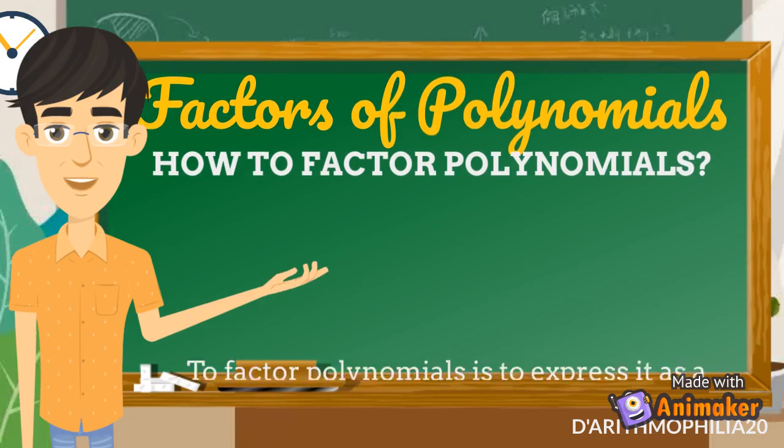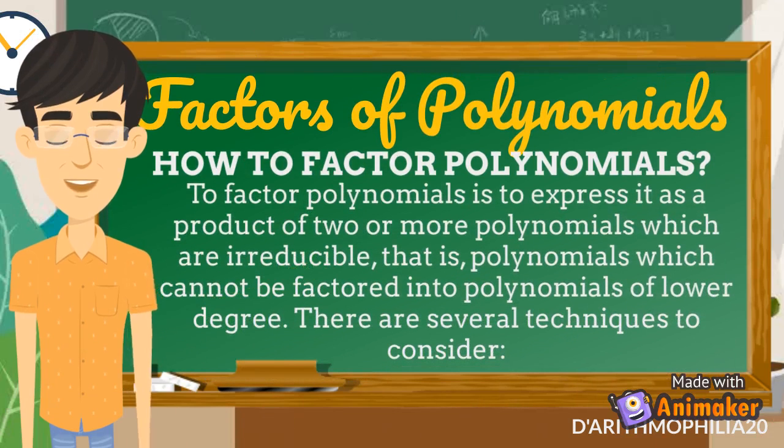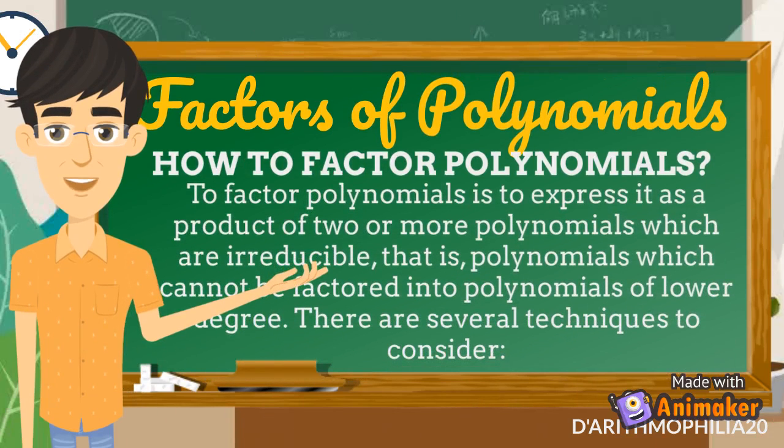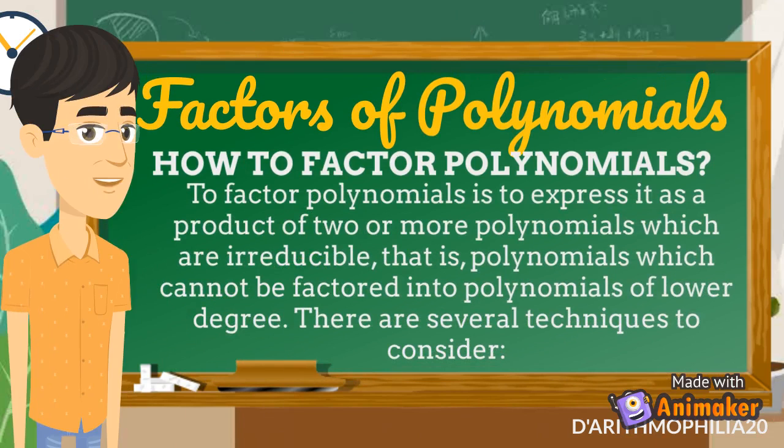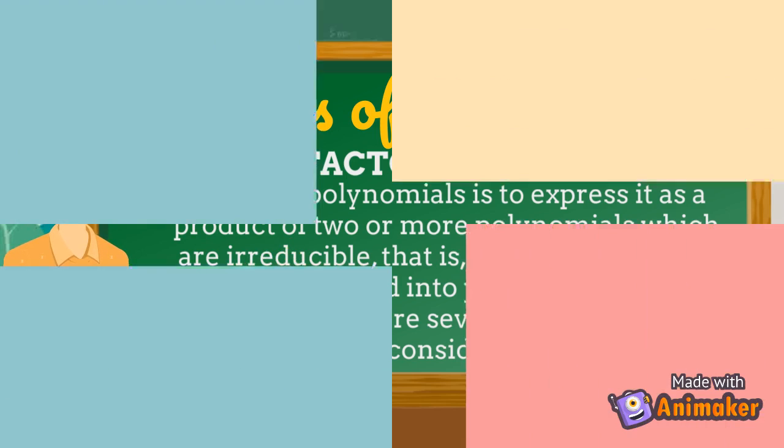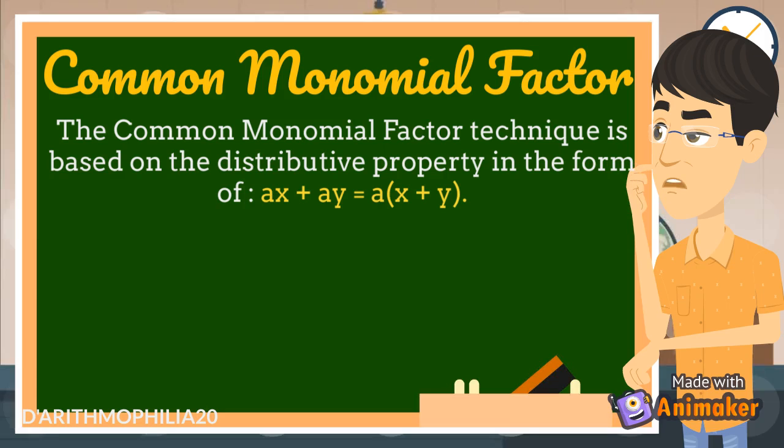When we factor polynomials, we express it as a product of two or more polynomials which are irreducible, that is, polynomials which cannot be factored into polynomials of lower degree. In doing this, there are several techniques to consider. First, the common monomial factor.